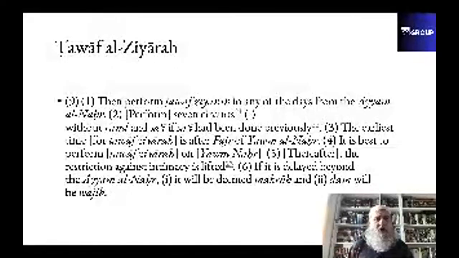Normally, you'll be told to do that on the 10th. After you've done the pelting of the Jamarat al-Aqaba, the animal has been slaughtered, and your head is shaved, you will then be told to do the tawaf ziyarah. You perform 7 circuits, which is the normal routine, this time without Ramal and Sa'i. If Sa'i had been done previously, which you remember we did at the beginning, then there's no need to do it. If you haven't done it, then you will be required to do it.